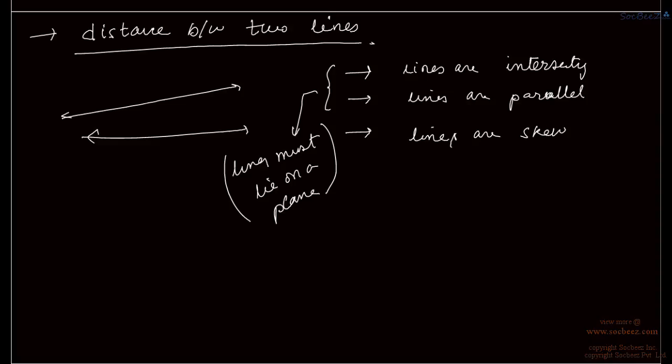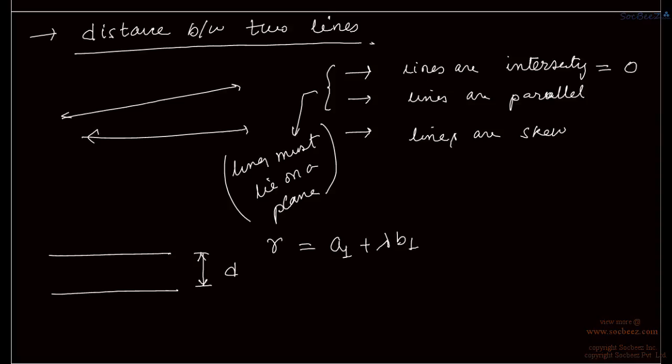Okay. So suppose we have to find the distance between two lines. In the first case, the distance between these two lines is 0, because the lines are intersecting, and hence the minimum distance between them is 0. Say if lines are parallel, then there is always a fixed distance between these two lines and we can always find it. Say the equation of the first line is r is equal to a1 plus lambda b1.